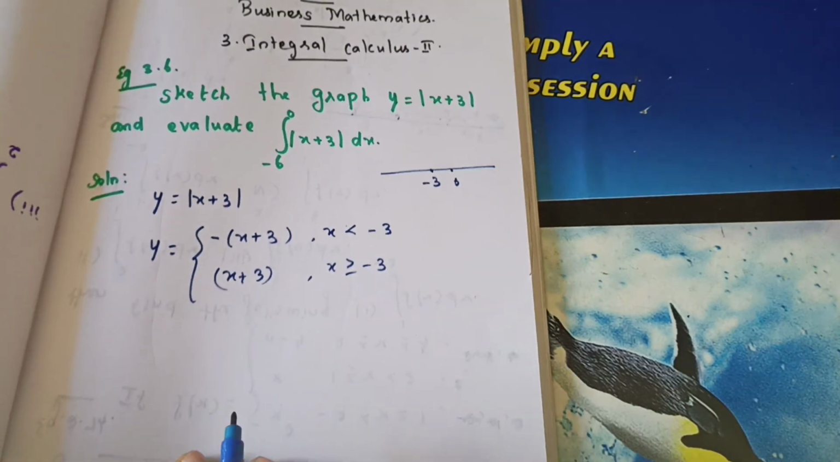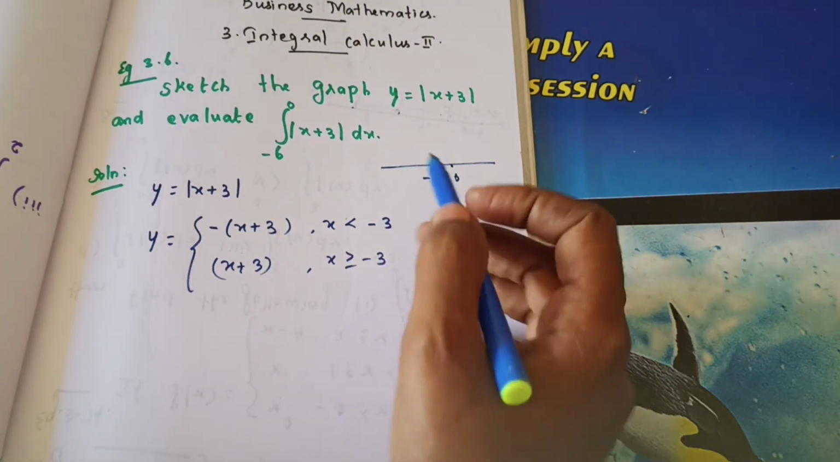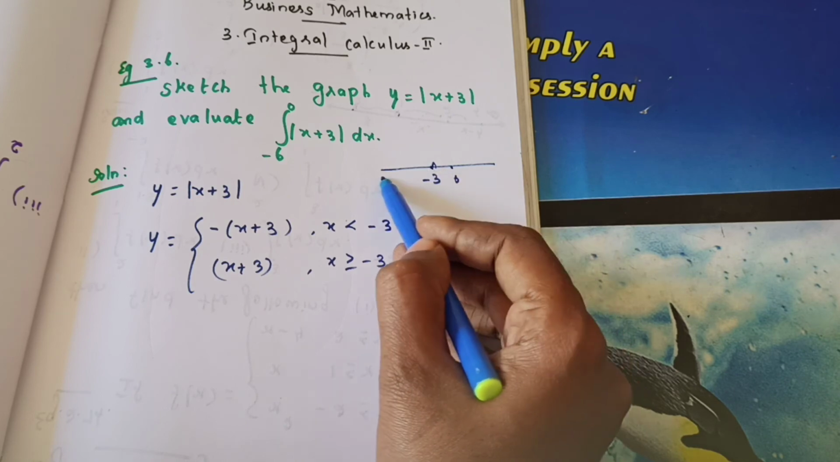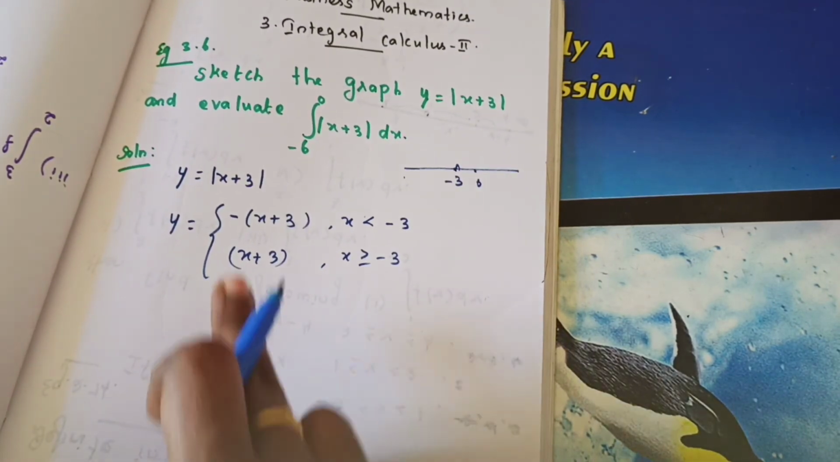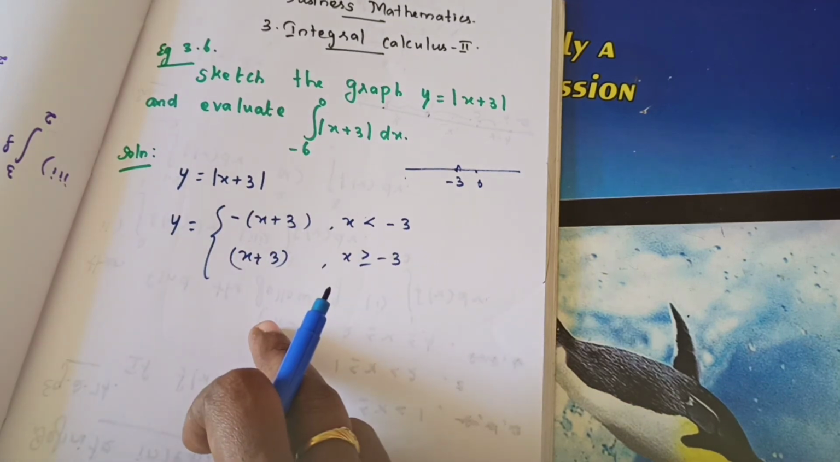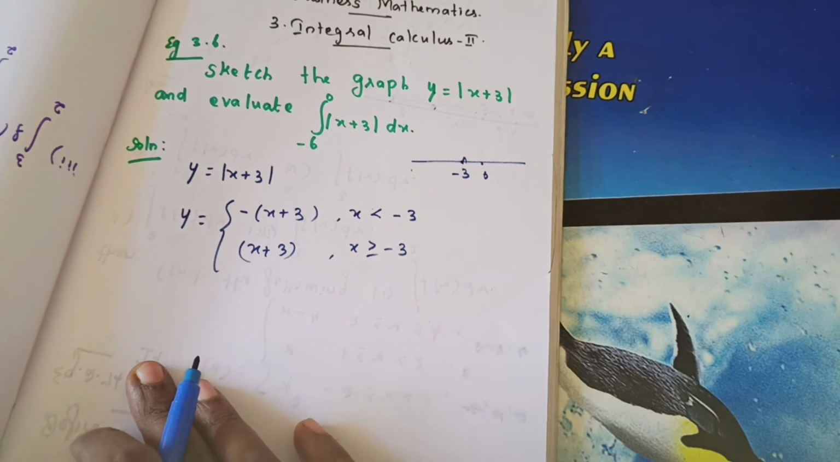So like that we can split it as 2. Got it? Less value means negative, greater value means positive. So that is greater than or equal to minus 3, that is positive, and the other one is negative. We have split the 2 factors. Now we are going to draw the graphs.